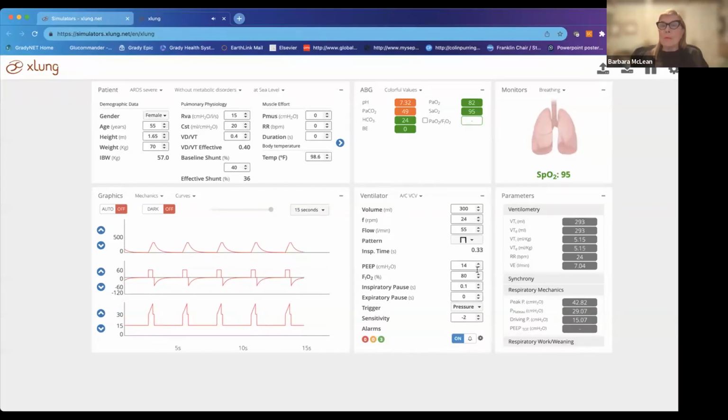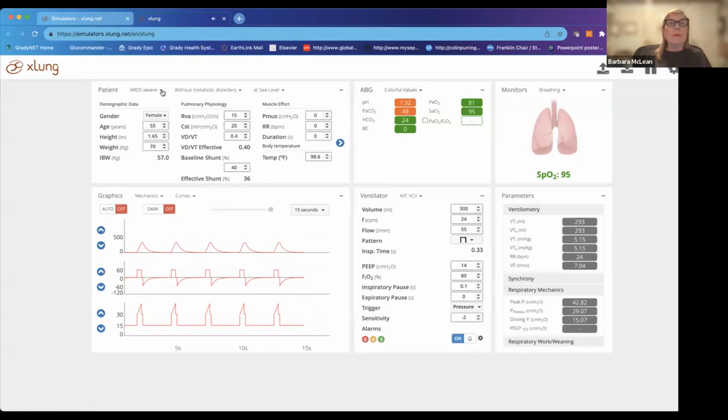Now, plateau minus PEEP gives me what I call dry, or what others call drive pressure. And we'd like the drive pressure to be 15 or less. So although you might not be very happy with a PO2 of 81, he's sitting at 95%, his CO2 is 49, and his pH is 7.32.